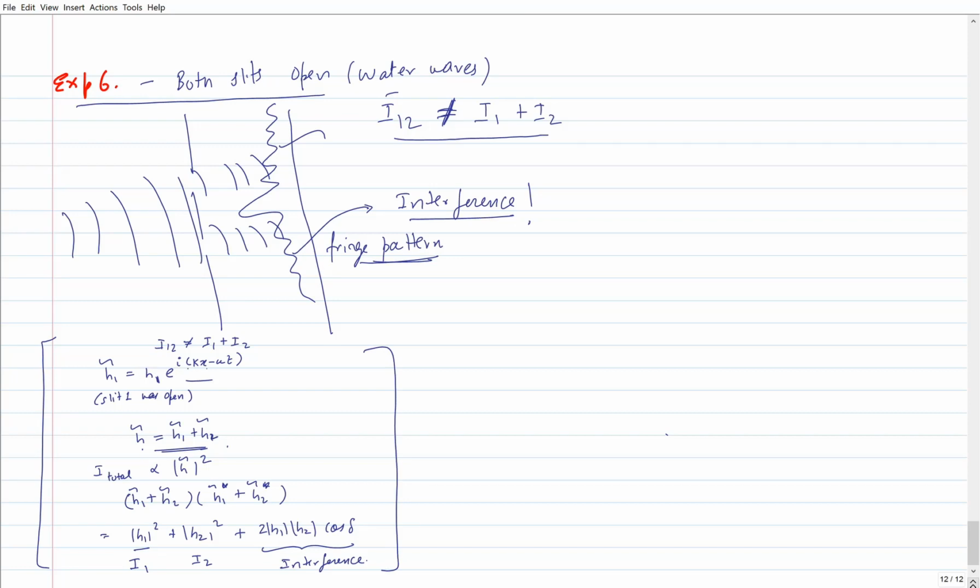We defined two waves having amplitude H1 and H2 and a phase difference between them, plus some path length, and we added the two waves, and we were able to get an interference term.